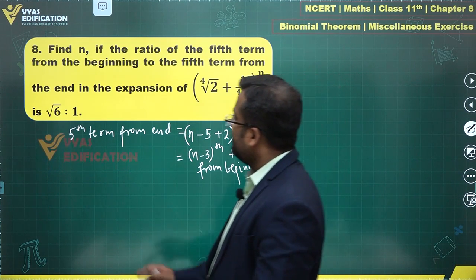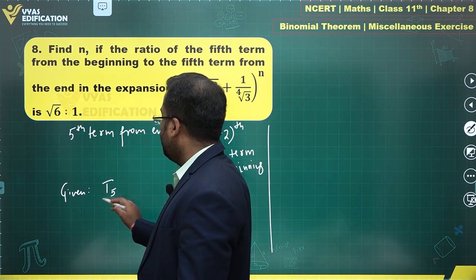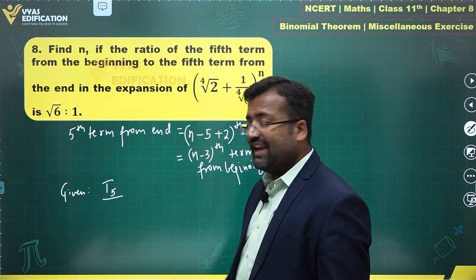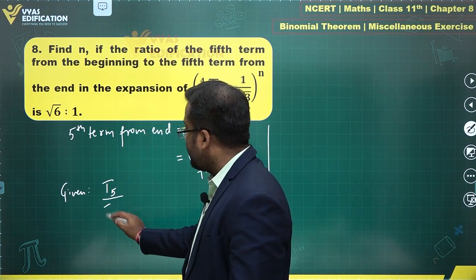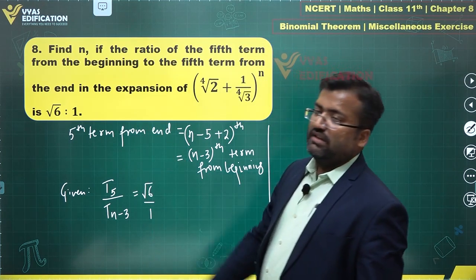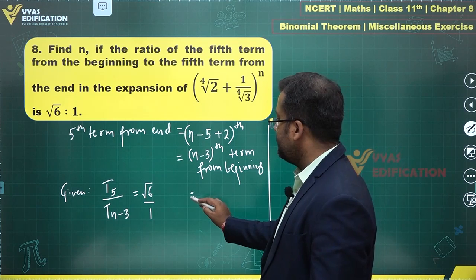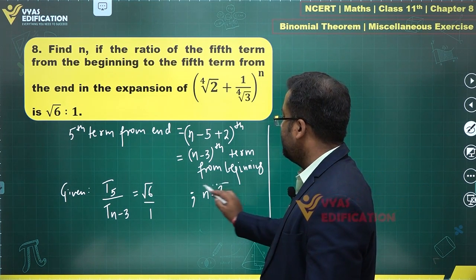And it is given that T5 over T5, 5th term from the beginning and 5th term from the end, will be actually this. That ratio is given to be root 6 over 1, right? And on the basis of this, you are supposed to find n. n is a question mark.